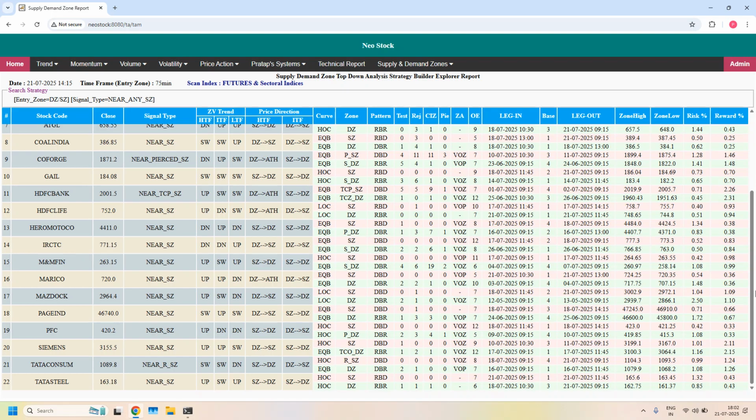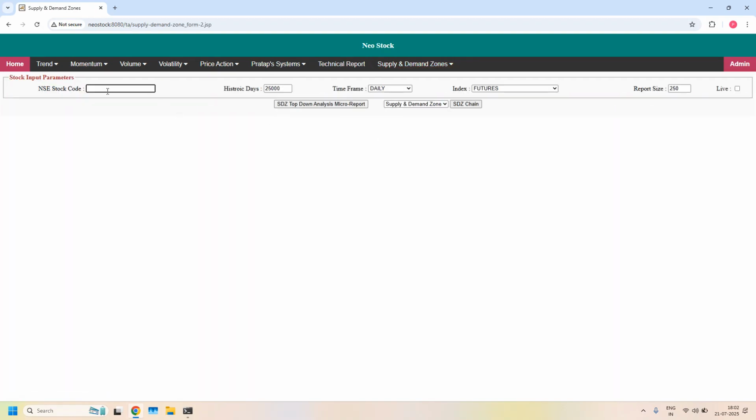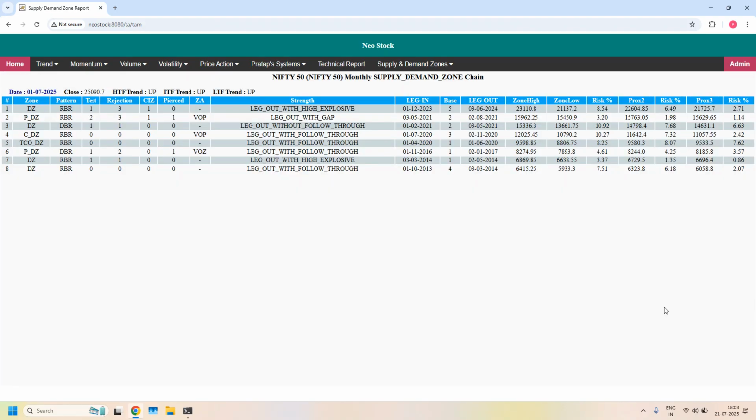Next, I will generate Nifty and BANKNIFTY supply demand zone chain reports. Let's start with Nifty. Monthly time frame. I am generating monthly supply demand zone chain for Nifty. So this is Nifty monthly supply demand zone chain report.